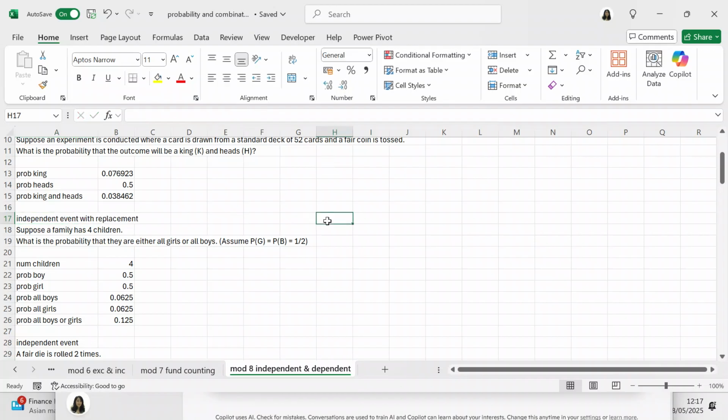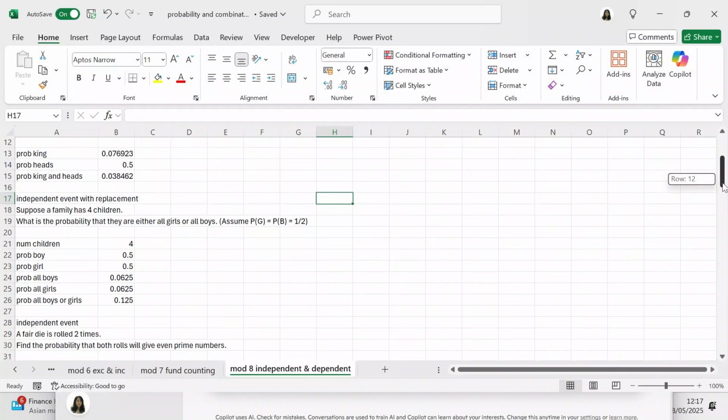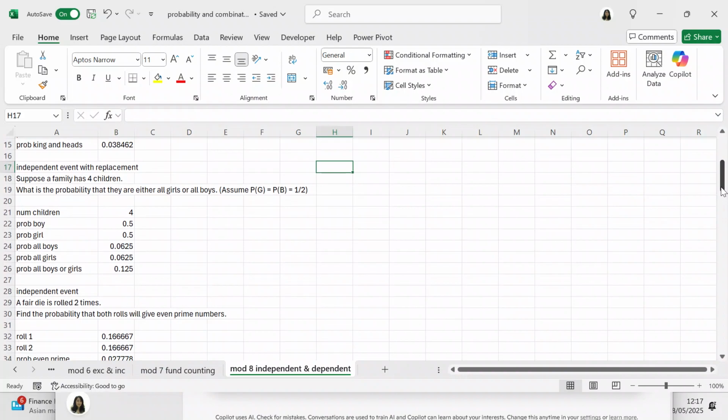Now we have another question. Suppose a family has 4 children. What is the probability that they are either all girls or all boys? So the number of children is 4. Probability of having a boy is 50% because you either have a boy or a girl. The probability of a girl is 50% because you have either a boy or a girl.